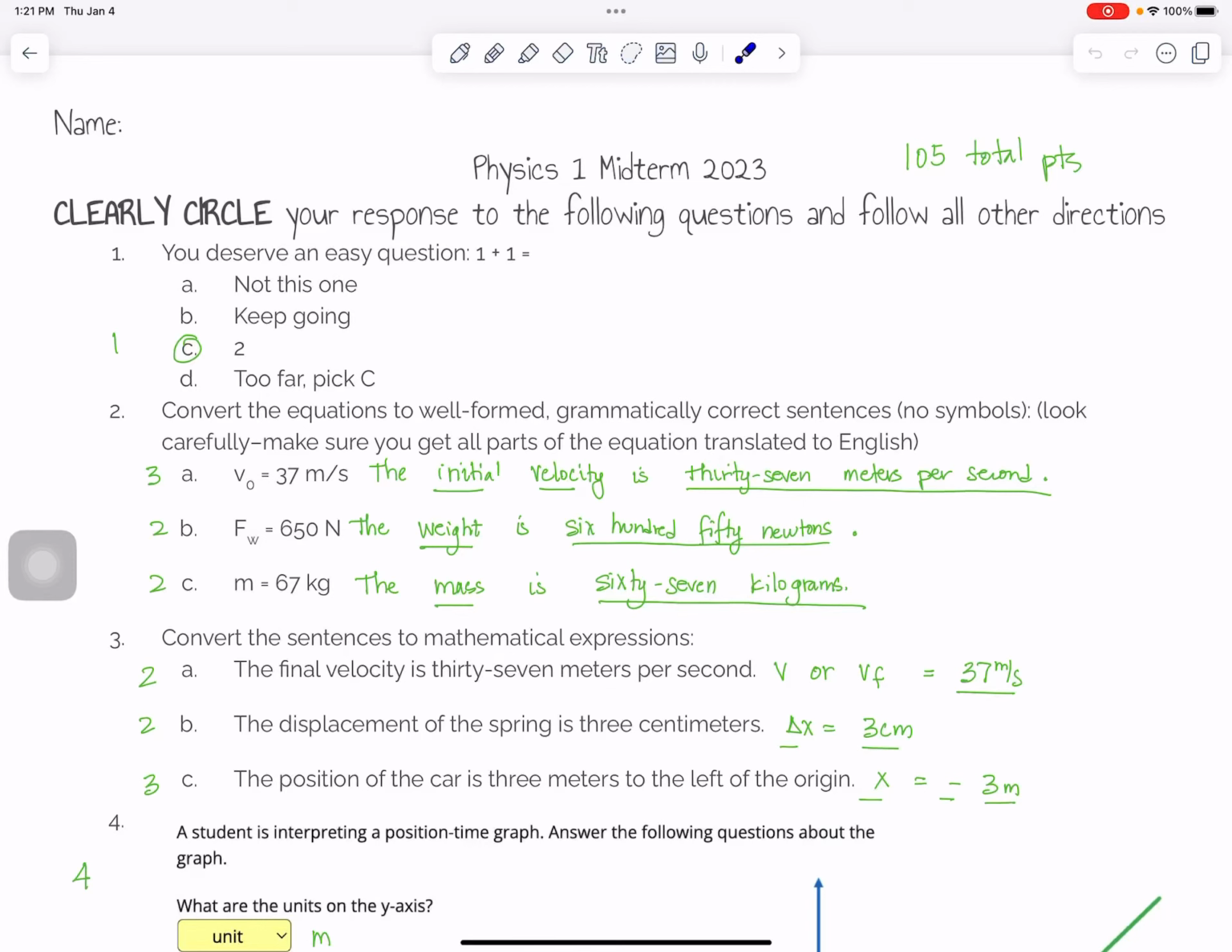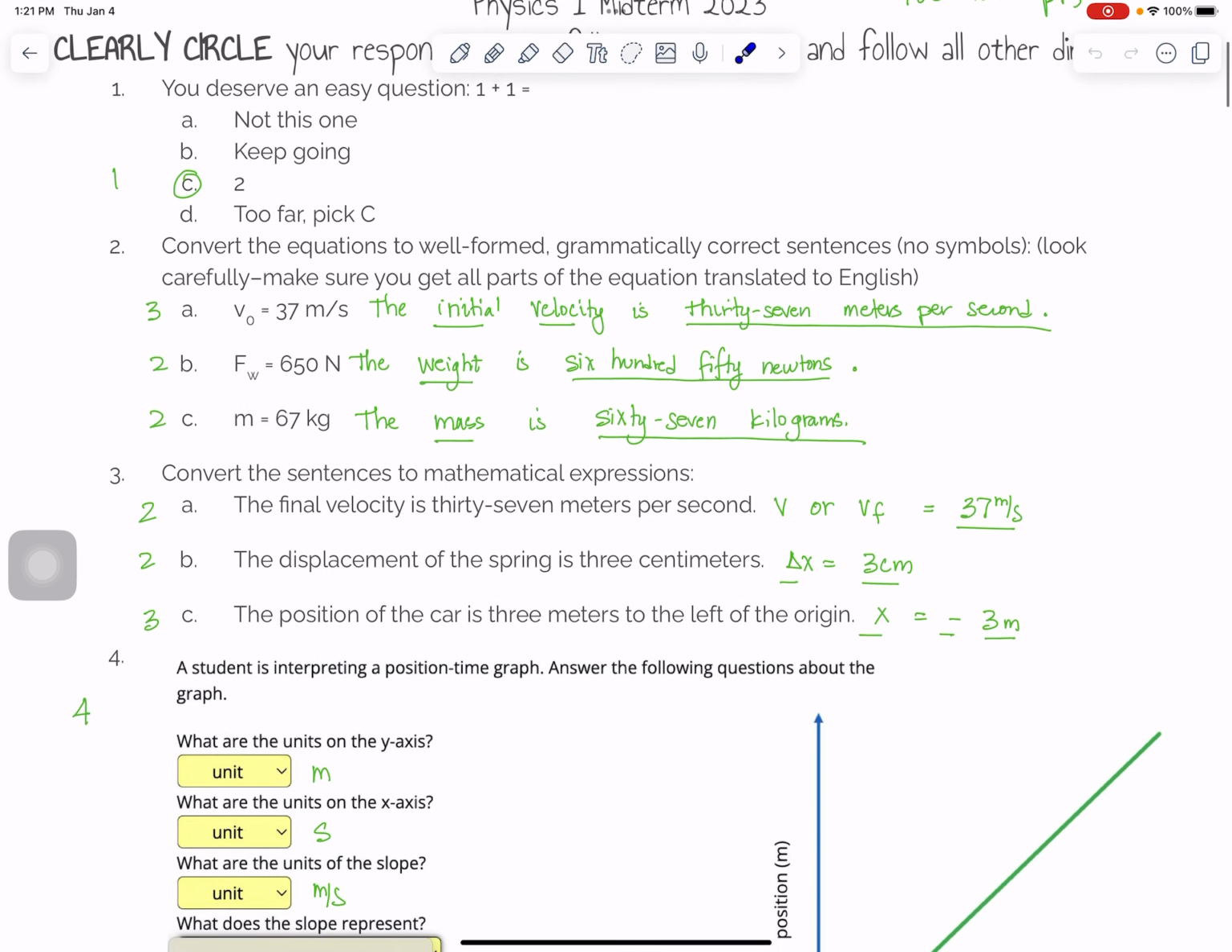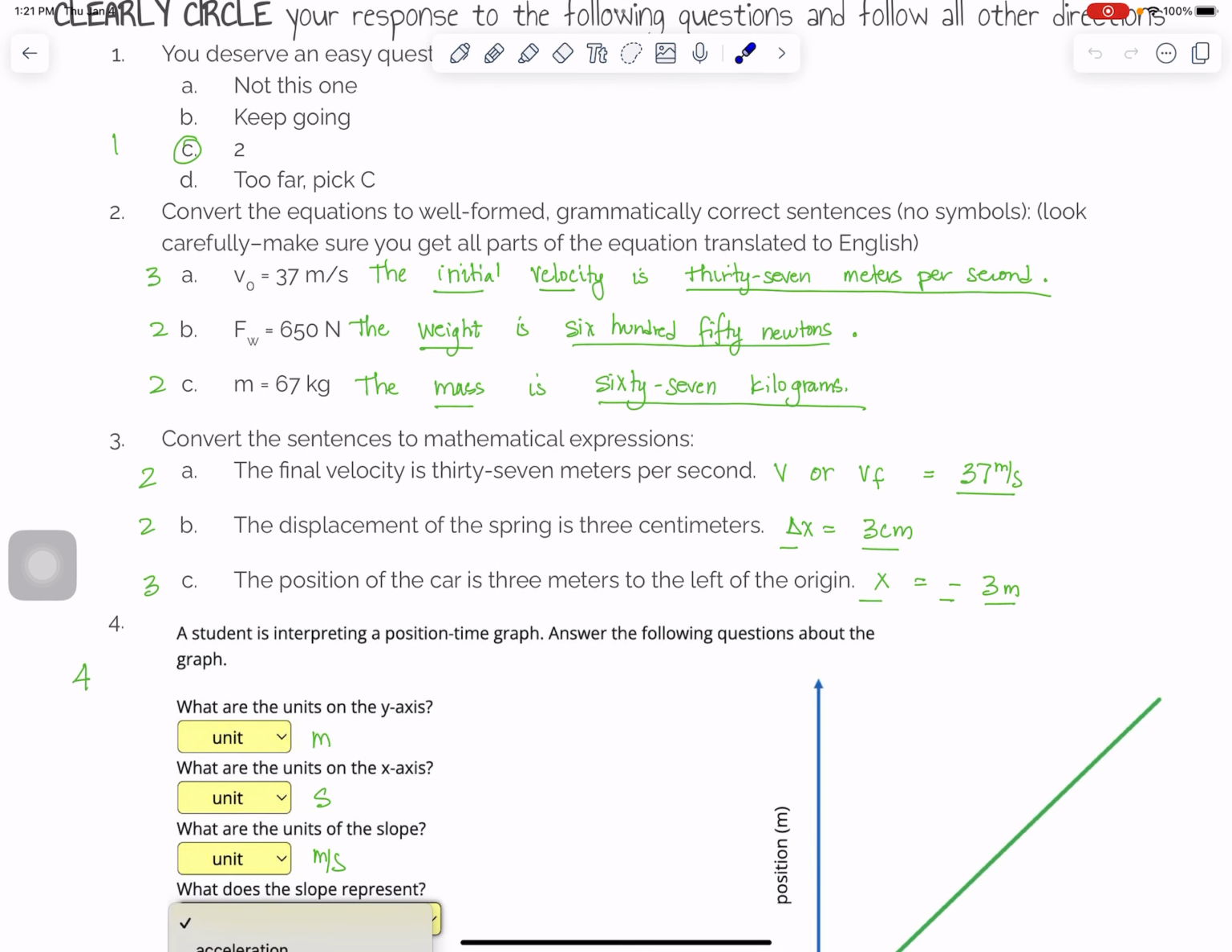Here's a review of the midterm exam. First one was supposed to be an easy one. 1 plus 1 is 2. Carefully convert the equations to well-formed, grammatically correct sentences, no symbols.